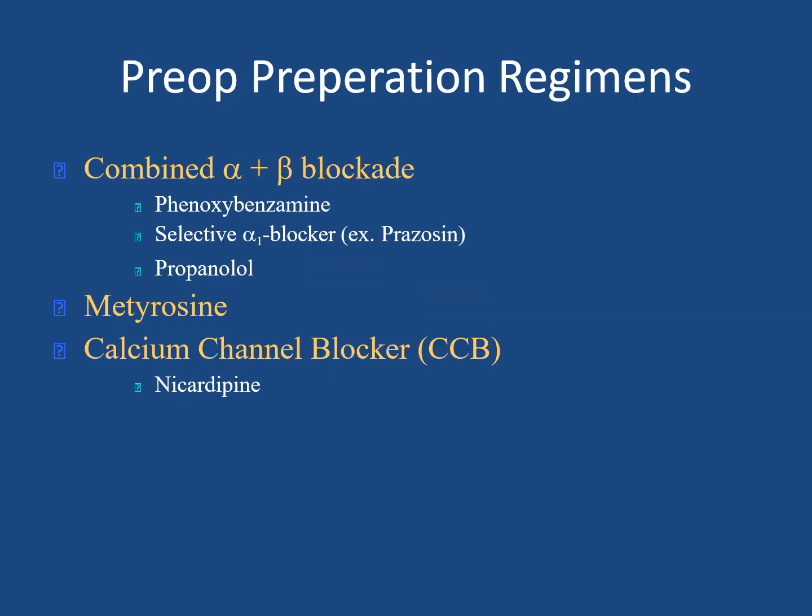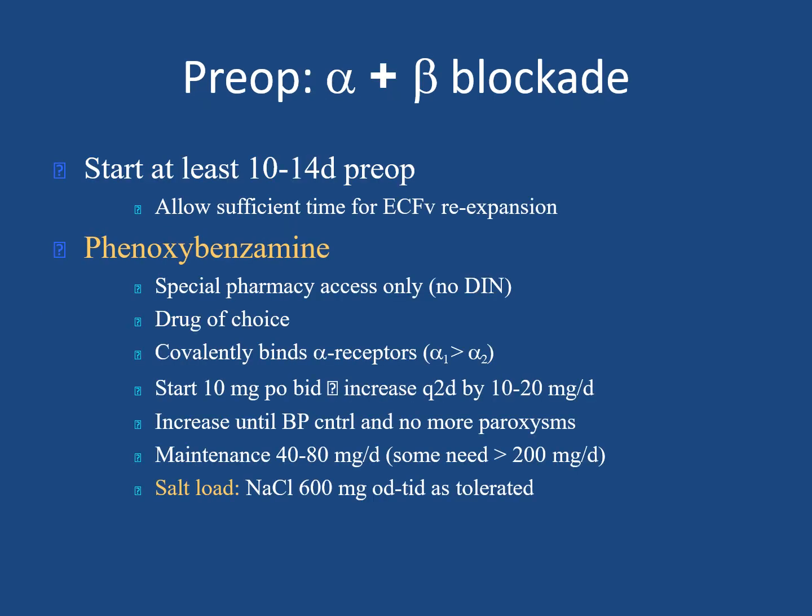So talking about the perioperative preparation regimens, there are many regimens available. We can combine alpha with beta blocker, we can have metyrosine, we can have a calcium channel blocker. Talking about the combination of alpha and beta blocker, there is phenoxybenzamine, there is the selective alpha 1 blocker called prazosin, or propranolol. How will we start alpha blockade followed by beta blockade? It should be started 10 to 14 days before surgery so that you may have sufficient time for extracellular fluid volume re-expansion.